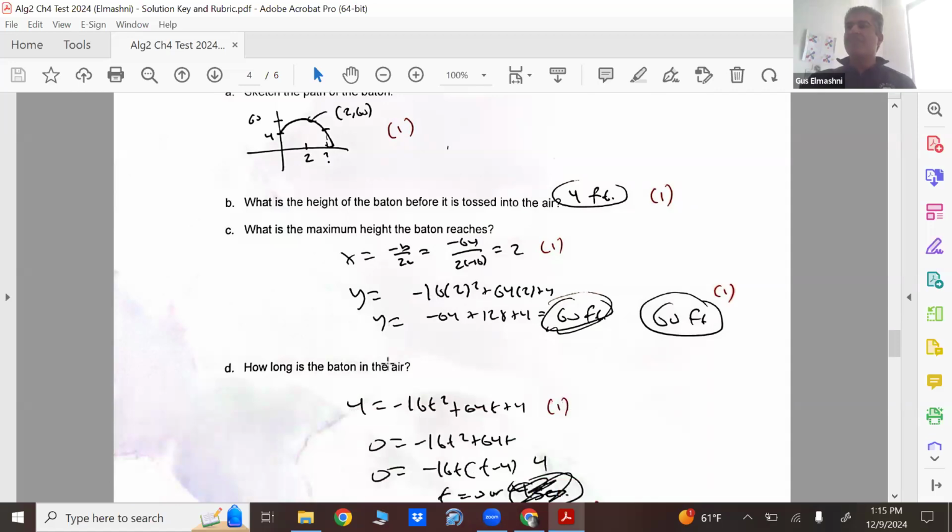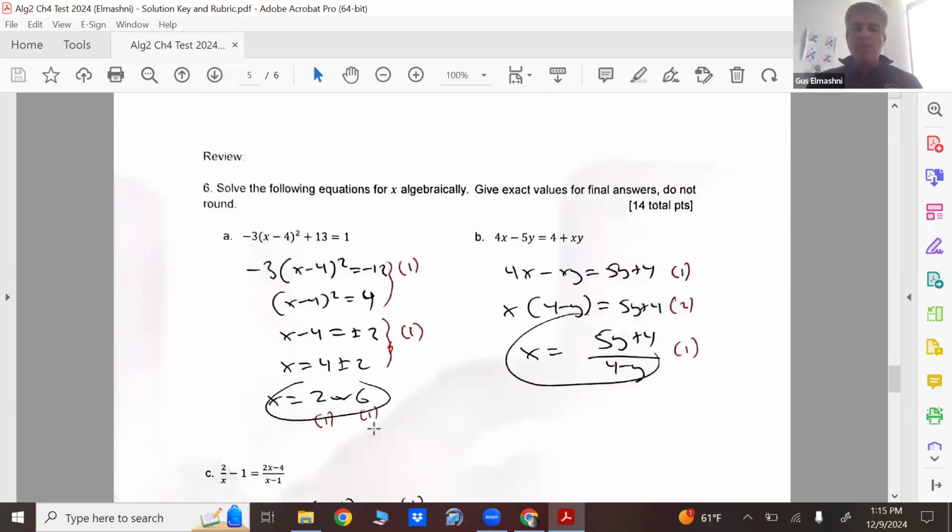Anyway, guys, quiet. Let me talk. Thank you, Jaslyn. I could give a half point sometimes, but I'll take a look. Okay. So the height's going to be 4 feet because that's the y-intercept. The vertex is the maximum height. How long is it in the air? That's the x-intercept. So, okay, review.